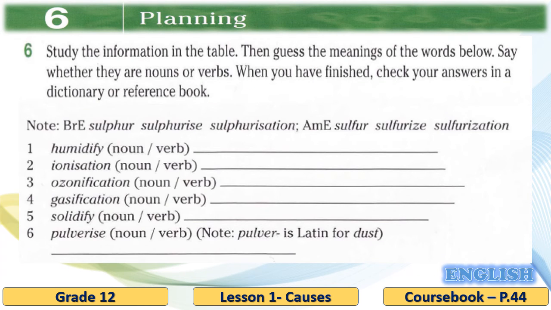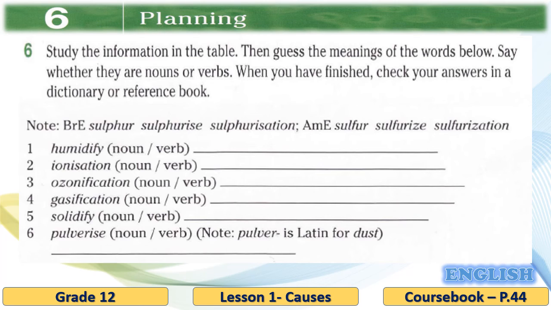Dear students, let's now do exercise number 6. So study the information in the table, then guess the meanings of the words below. Say whether they are nouns or verbs. When you have finished, check your answers in a dictionary or reference book. Read the note, please. This is to show the difference between British and American spelling relating to the word sulfur.